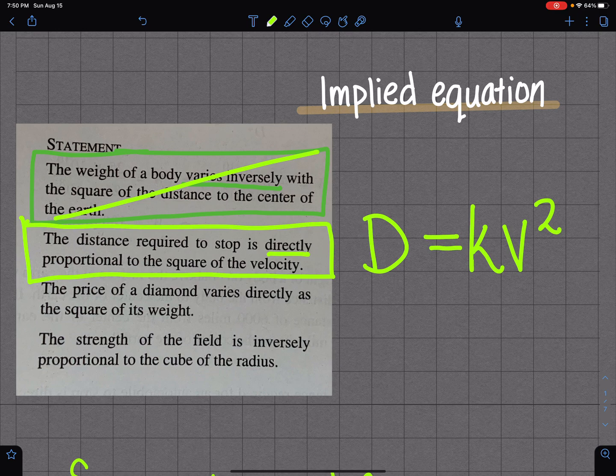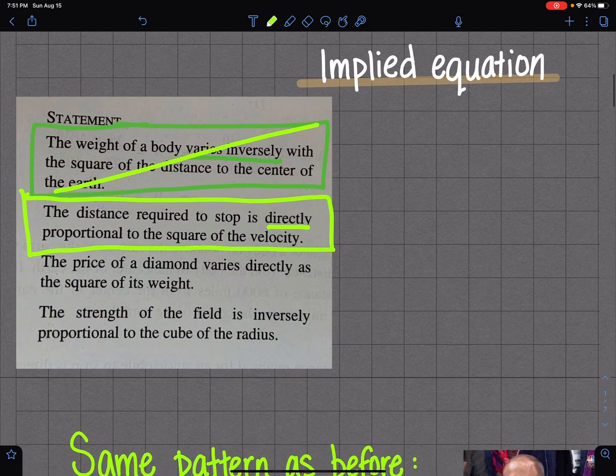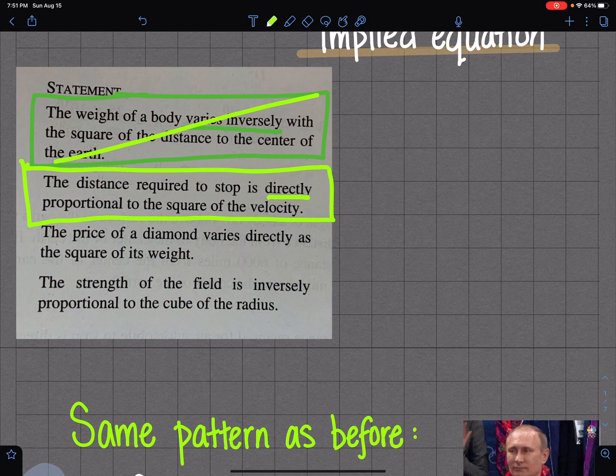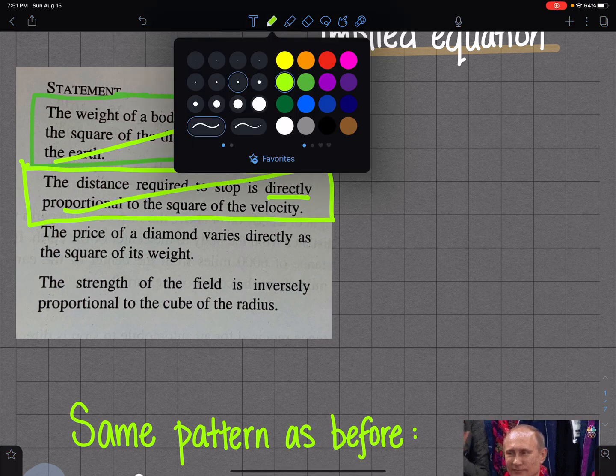So the distance is directly proportional to the square of the velocity. Okay, perfect. That's the whole equation. All of these are going to have a constant. Sometimes I just think of the number 1 as the constant, and that's why I tend to leave it out. But I want you to put it in because you'll definitely need it for these problems.